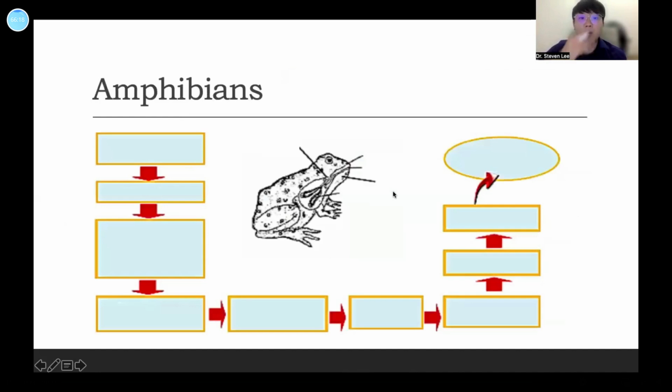Okay, so now we will move on to the last one, which is amphibians. So the theory is almost the same, all right? We look at the structure first. So the first one is the glottis. Glottis is very important. It's actually in the middle between the lungs and also the mouth. So this glottis can be open, can be closed, all right?